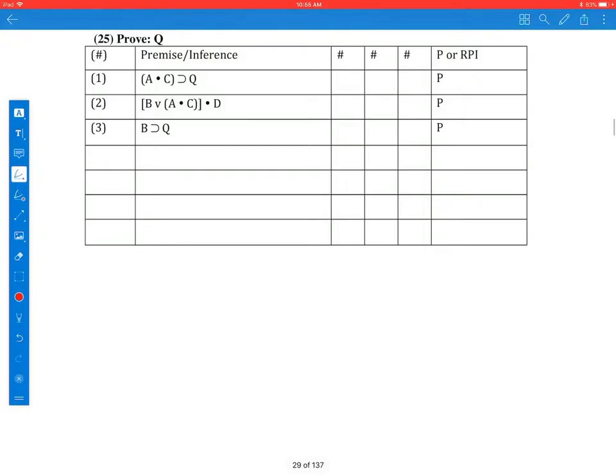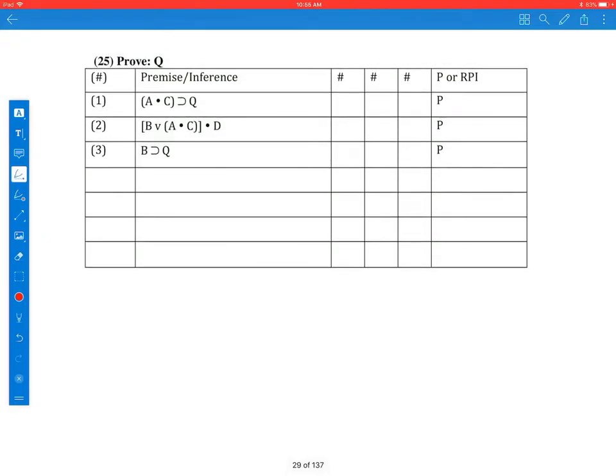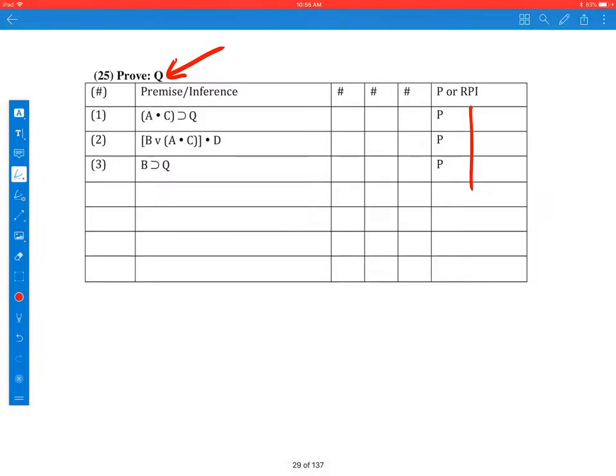Okay, let's tackle this problem right here. We need to prove Q, and we have premises 1, 2, and 3. So the first thing we should do is look for Q. We see a Q on line 1, so our standard procedure is to find the antecedent, since it's a conditional, and do a modus ponens, and we would be done.